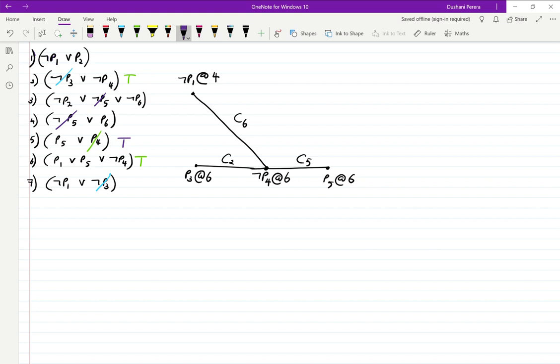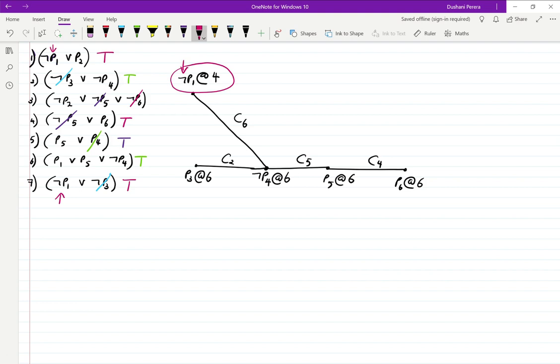Then let's see what will happen to C4. To make C4 true, I'll have to make P6 true. When P6 is true, I have to cancel this off. When I made P1 false at decision level 4, since here I have negation P1, here also I have negation P1, this became true. At the same time, this also becomes true.